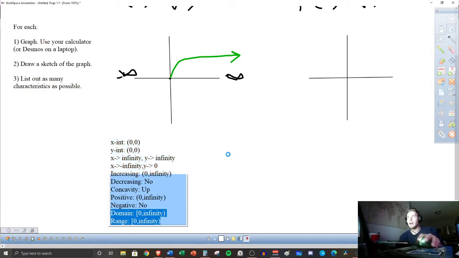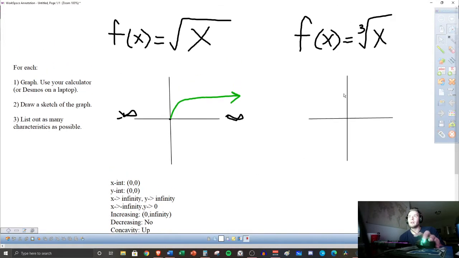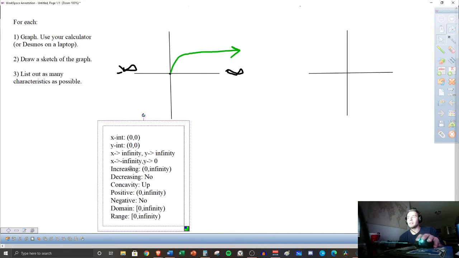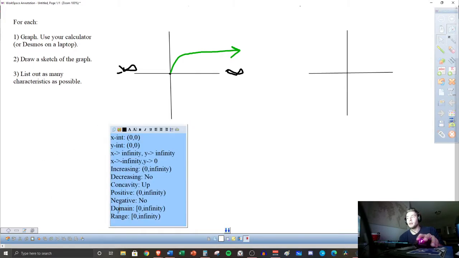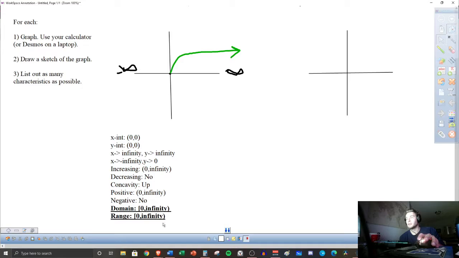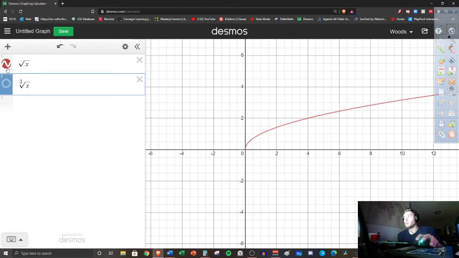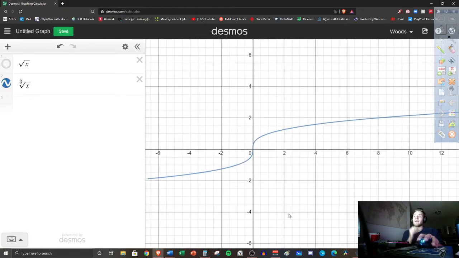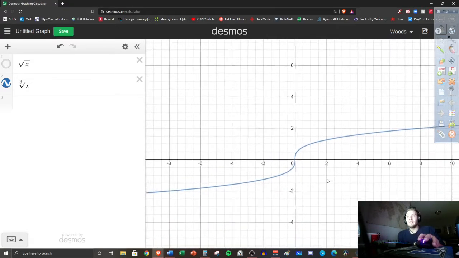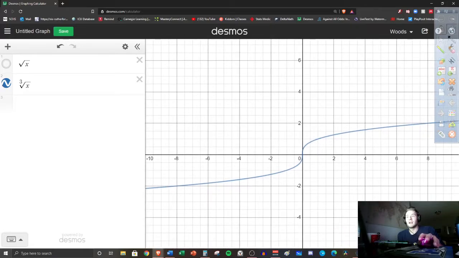But let's go ahead and look at cube root of x, and we're going to do the exact same thing. There's not really any other characteristics that I want to go into. Again, domain and range, those are the ones that I'm most concerned about. So I'm going to bold those. Those are the ones that we want to make sure we understand, okay? Let's look at cube root. So on Desmos or in your graphing calculator, you have this function here, okay?